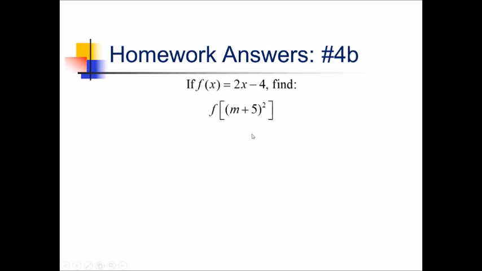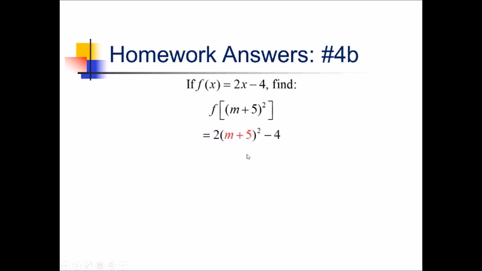For this problem, I've got 2x minus 4 as my f function, and I want to do f of all this stuff, m plus 5 quantity squared. So basically, wherever I see an x in the original function, I'm going to swap that out for an m plus 5 squared. So I'm going to be doing 2 times this stuff minus 4.